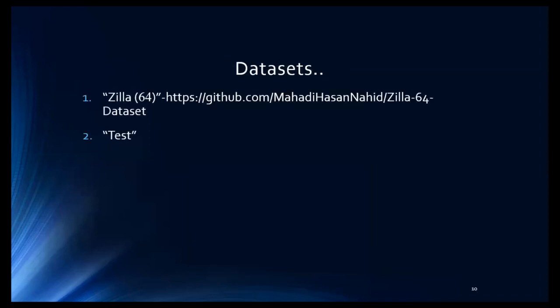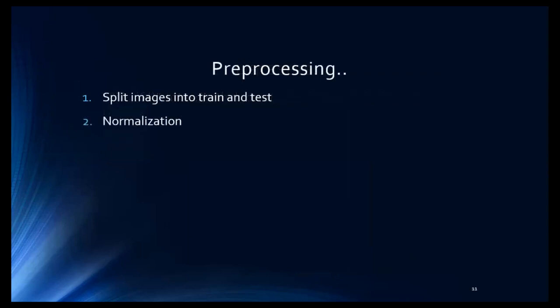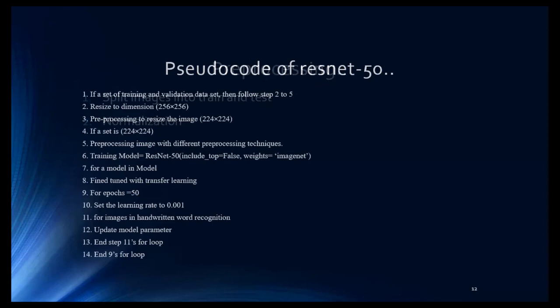Datasets. There are 2 datasets used here: BanglaLekha 64 and test. Pre-processing stage consists of splitting images into train and test and then normalization. Now, pseudocode of ResNet 50. I have used 5 different architectures. The image size of ResNet 50 is 224 by 224, and I use 50 epochs and a learning rate of 0.001 for this model.